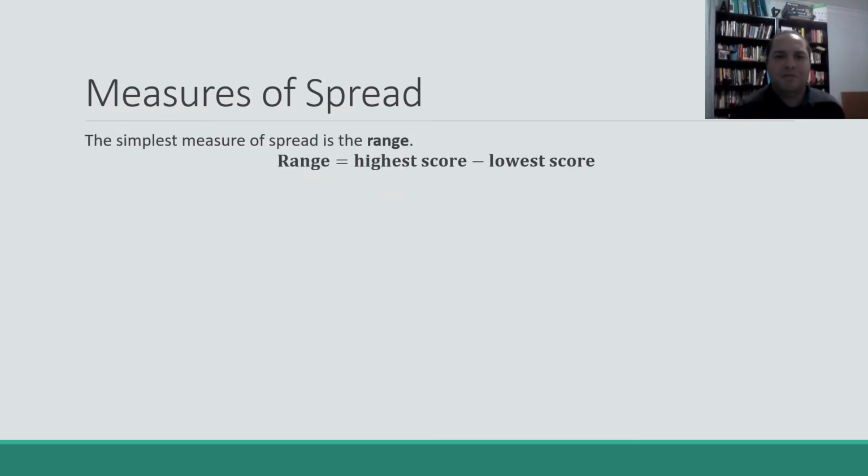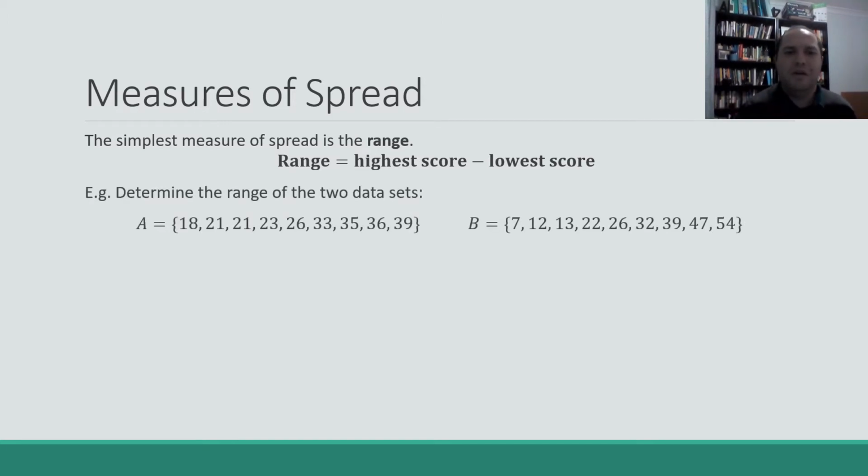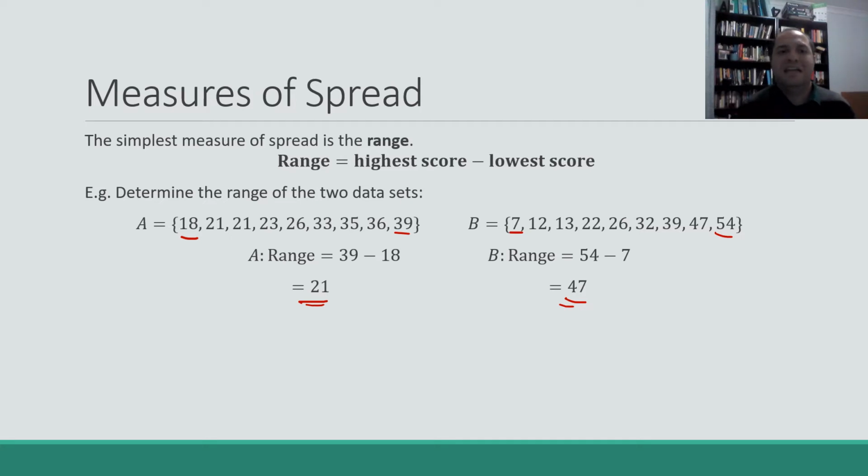The simplest measure of spread is the range. The range is just the highest score take the lowest score. So if we've got an example here, we want to determine the range of our two data sets. Looking at those two, the lowest score of set A is 18, the highest is 39. The lowest score of set B is 7, the highest is 54. So subtracting those, our ranges are 21 and 47. Looking at those two scores, set A is definitely much less spread out because it's got a lower measure of spread.